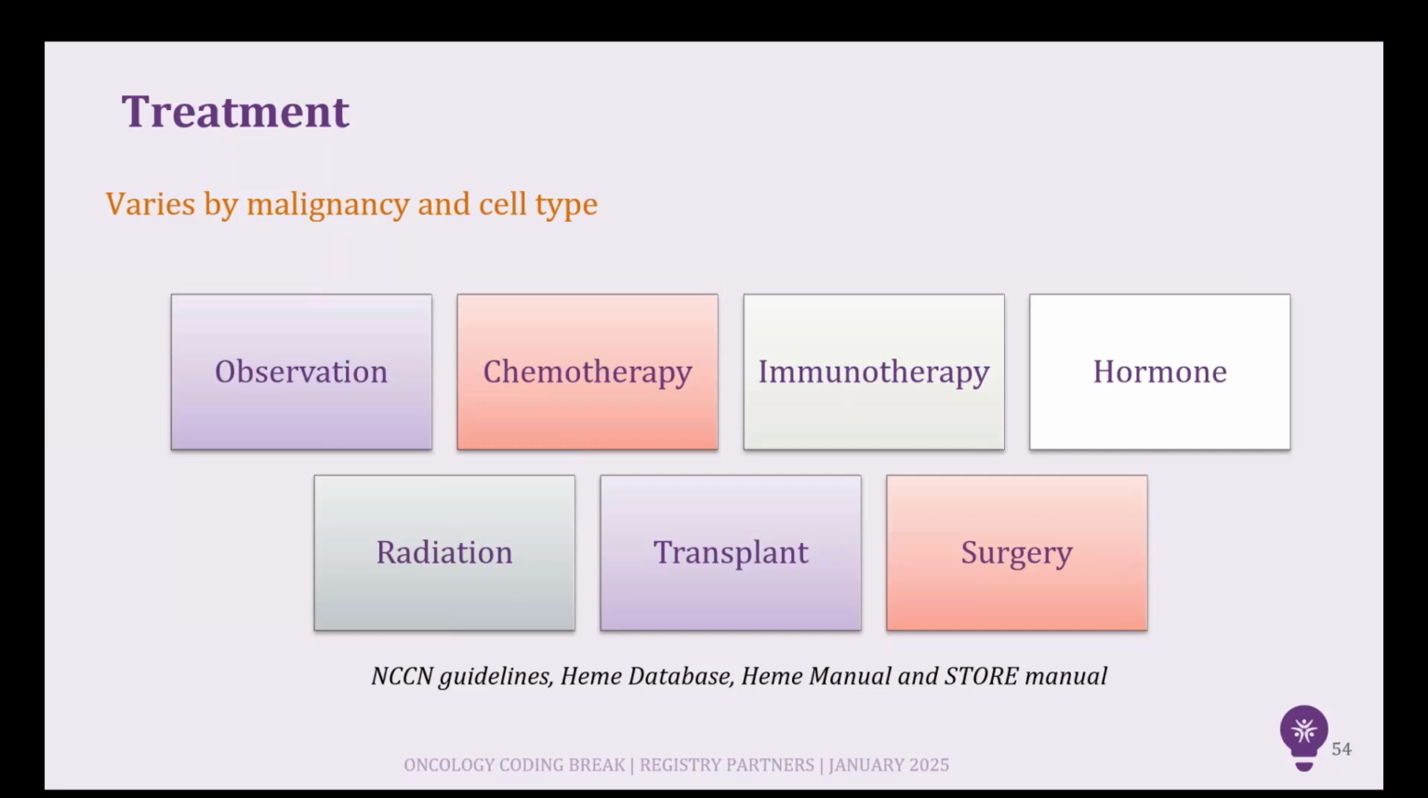The NCCN guidelines is a great place to find additional information regarding treatment for each subtype. If you don't already use this resource, I'd highly recommend it. You will need to create a username and a password the first time you log in, but it's free. And in addition to treatment, there's a vast amount of information about each type of malignancy. It's great.